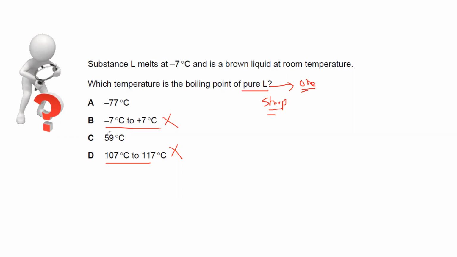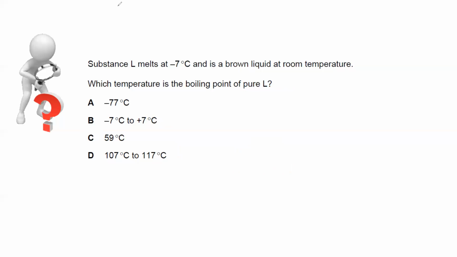What about A and C? If the melting point is -7, the boiling point is always higher than the melting point. A boiling point cannot be lower than the melting point. So it cannot be -77, because -77 is less than the melting point. So the correct answer is 59 in this example. So C is the right answer. Is it clear?